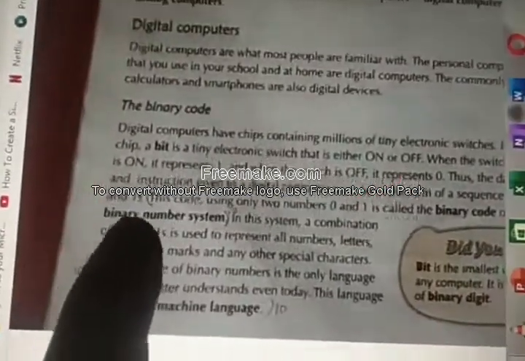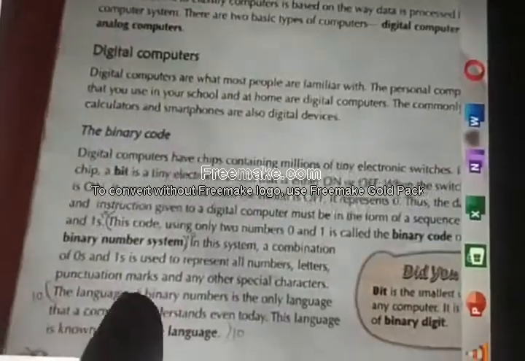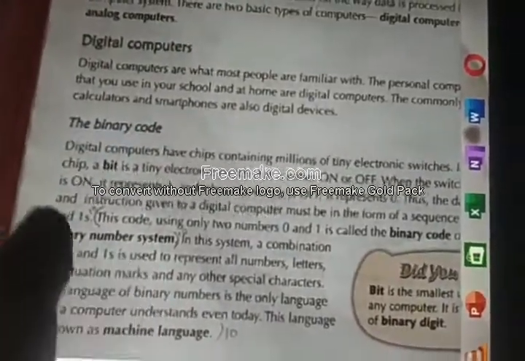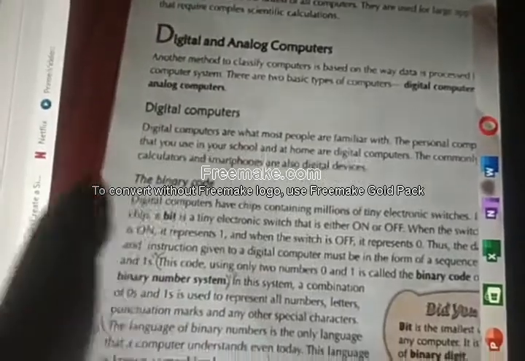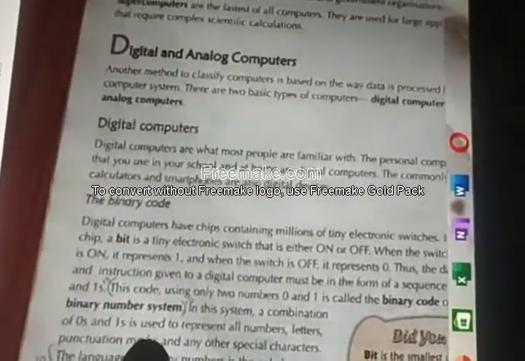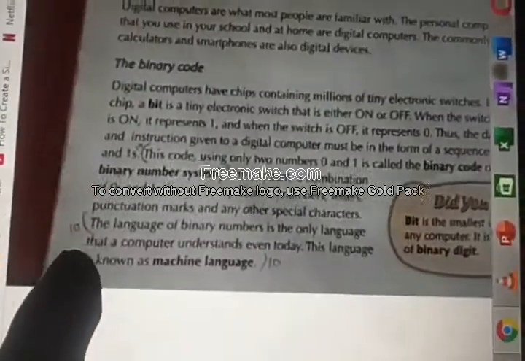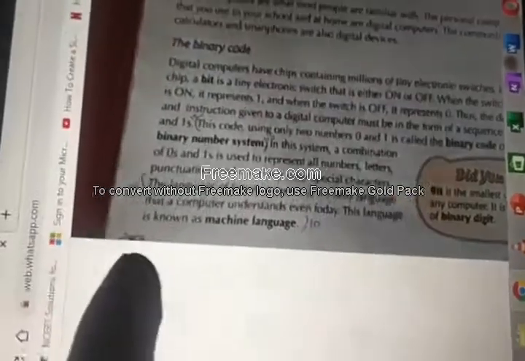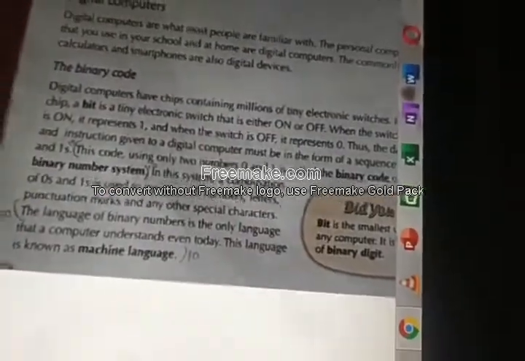It's not visible. Here totally 2 points, students. First one, under the heading binary code, from this code to binary number system. Then the language down there, the language to machine language. These two are the points for question number 10.